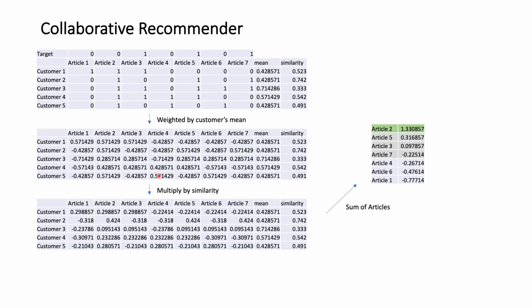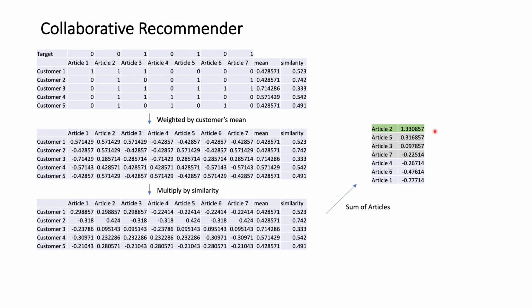Then we multiply by the similarity. By doing so, we reward customers that are closer to the target. Let's say customer 2 is closer to the target, at 0.7 similarity, so his score is way higher compared to the other customer with a lower similarity score. And then after that, we sum up the articles together to get the total score of the articles.